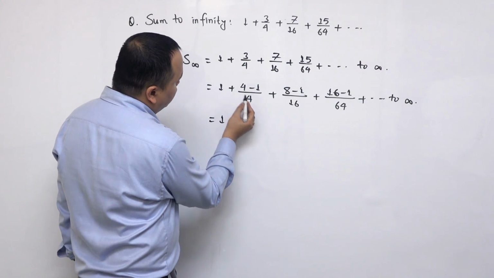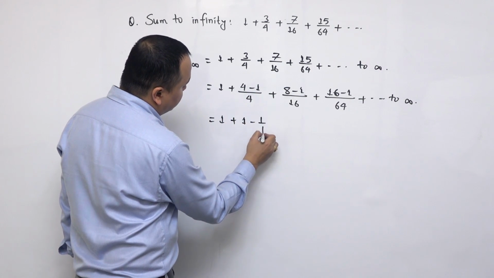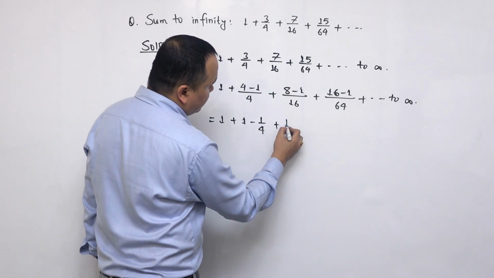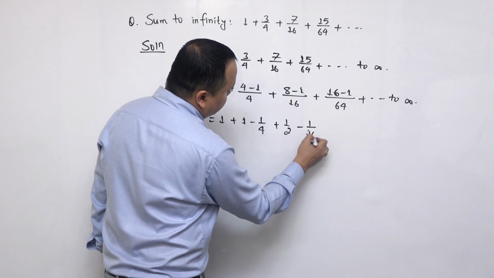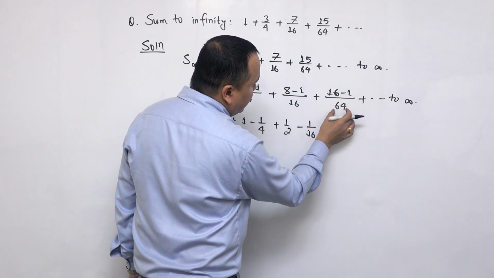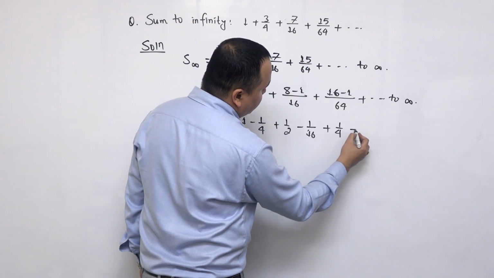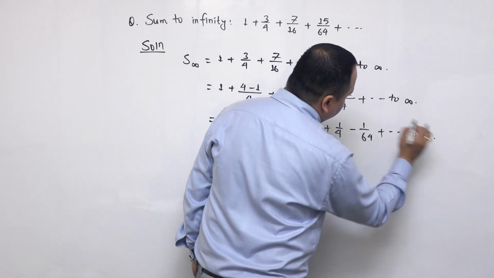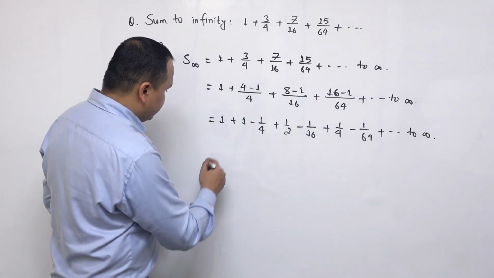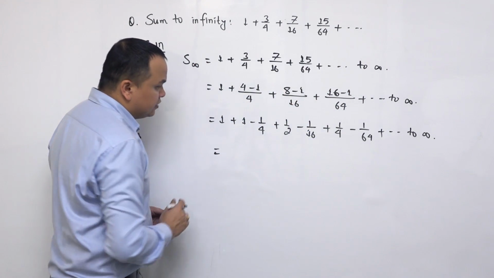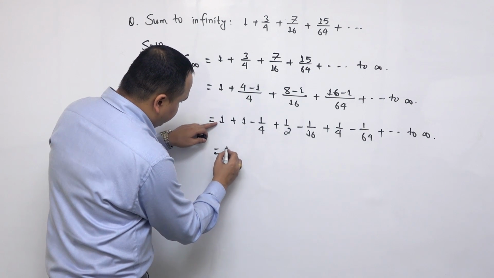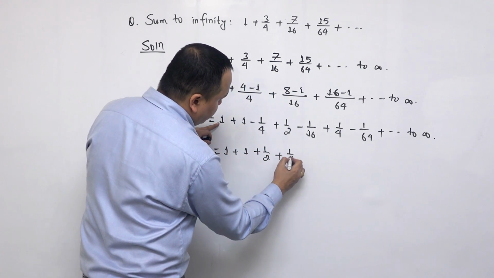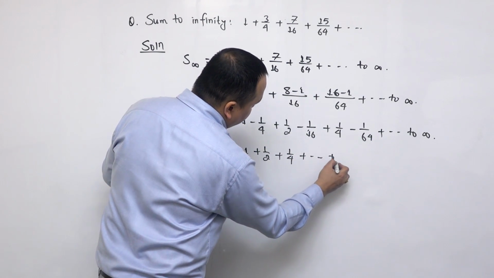1 plus 4 by 4 again, 1 minus 1 upon 4, plus 8 by 16 which is 1 upon 2 minus 1 upon 16, plus 16 by 64, 1 upon 4 minus 1 upon 64, plus dot dot dot to infinity. Now taking positive part only, we have 1 plus 1 upon 2 plus 1 upon 4 plus dot dot dot to infinity.